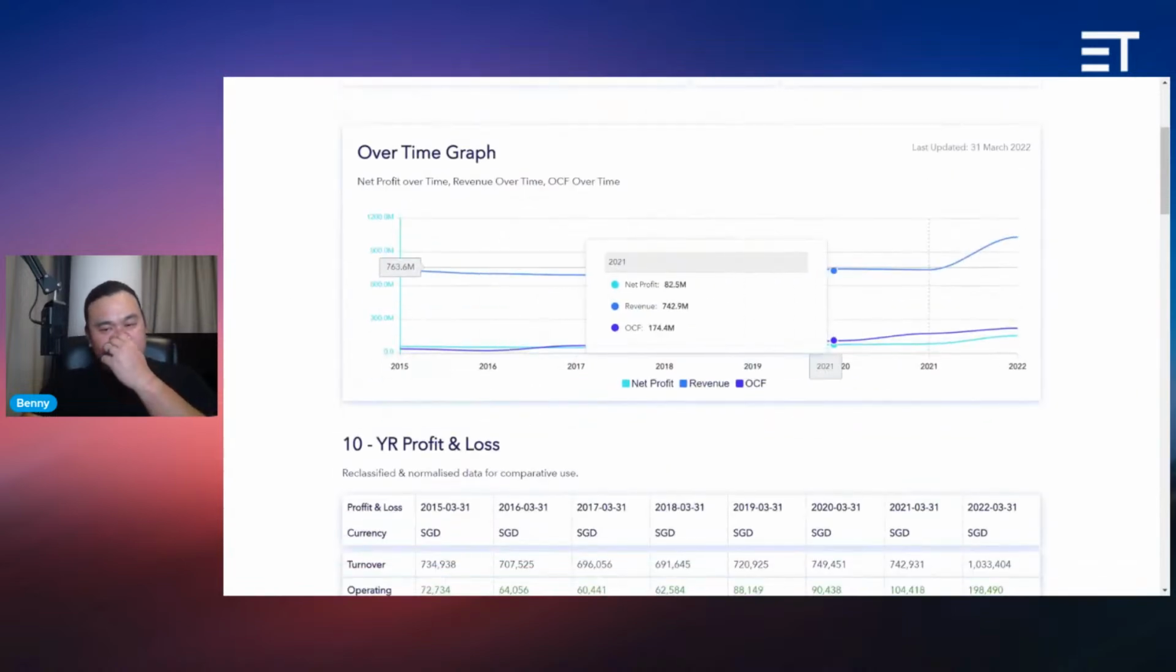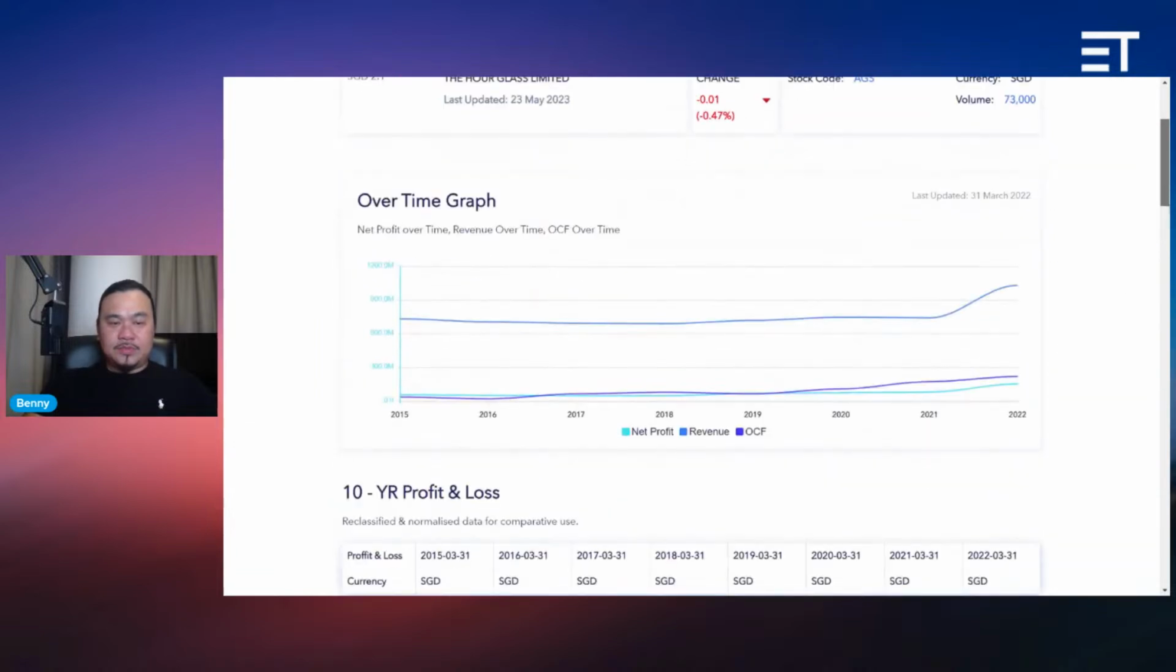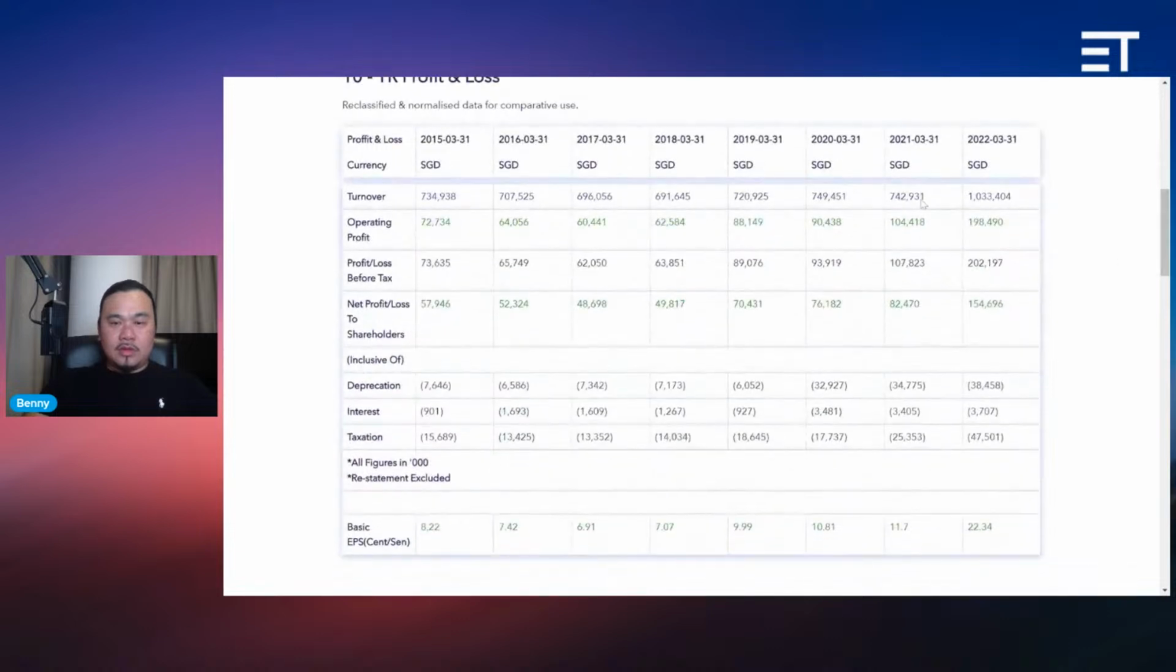Okay, so we have seen quite strong growth in 21, 22. The revenue has gone up actually quite substantially over the past 1 year. Actually, you can see from 2015 to 2021, turnover has been around 700 plus million, right? But in 2022 we see quite a big jump on this turnover from the 700 million Singapore dollars to a 1 billion turnover, right?